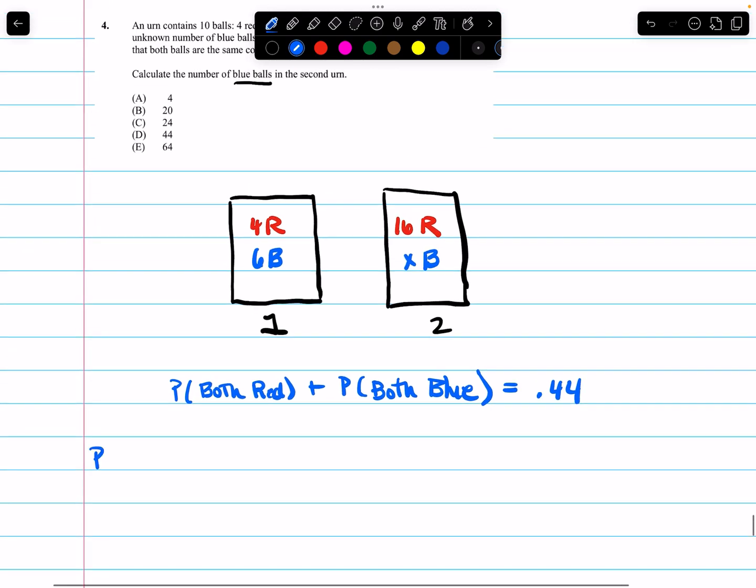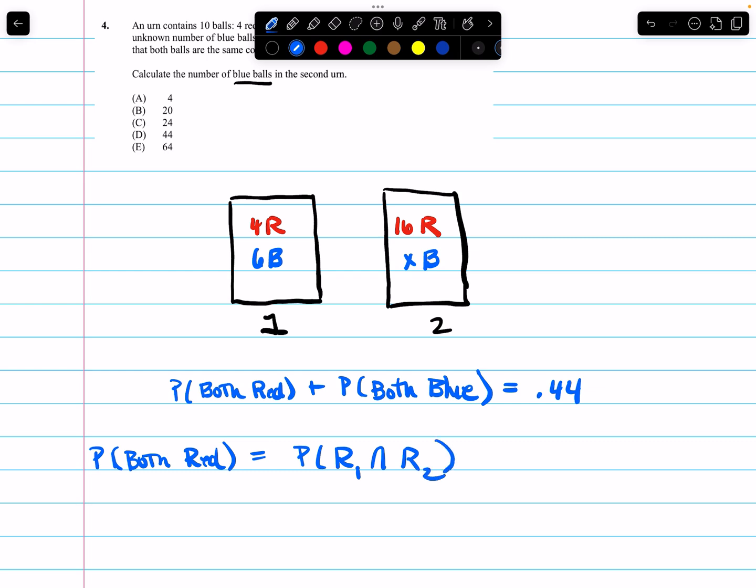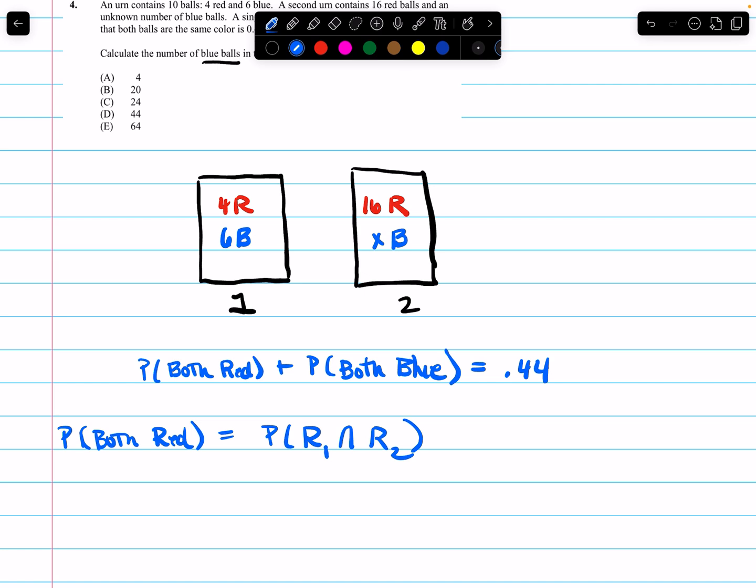All right, well, let's calculate the probability that they are both red. So we could say that's the probability that it's red from the first urn, and red from the second urn. These are clearly independent events because the balls are independent from one urn to the next. So this is going to be the probability they're red from the first urn times the probability they're red from the second urn. First one's easy. It's 4 out of 10. The second one, we got to deal with x here. So it's 16 out of 16 plus x.